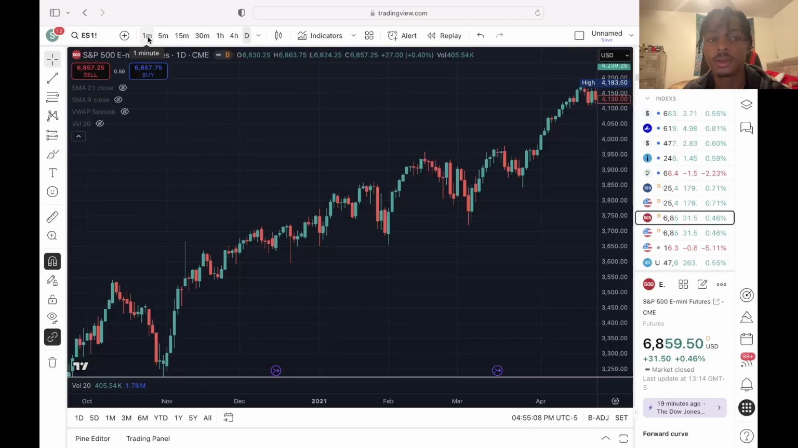So each time frame, for example, the 1 minute would be making up the 5 minute, and then 3 5-minute candles make a 15-minute candle, and then 2 15 minutes make a 30-minute candle, and then 2 30 minutes make an hour, and so on and so forth.